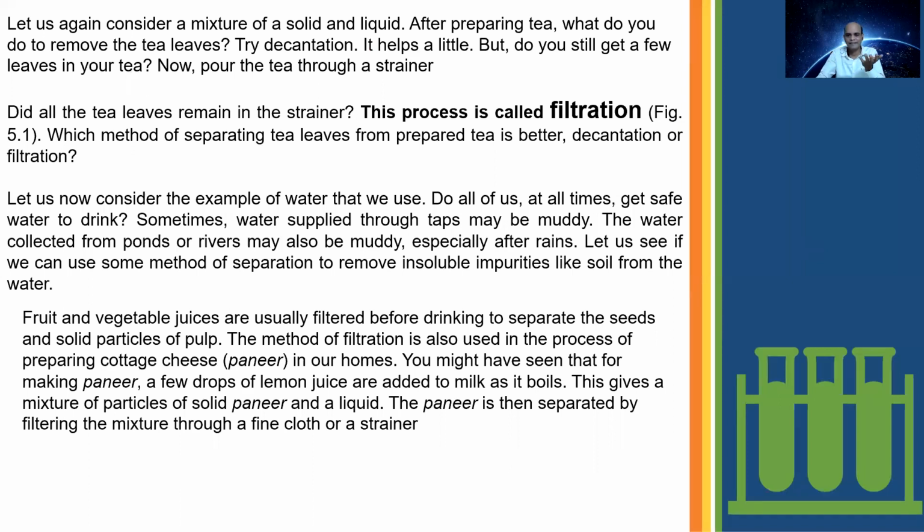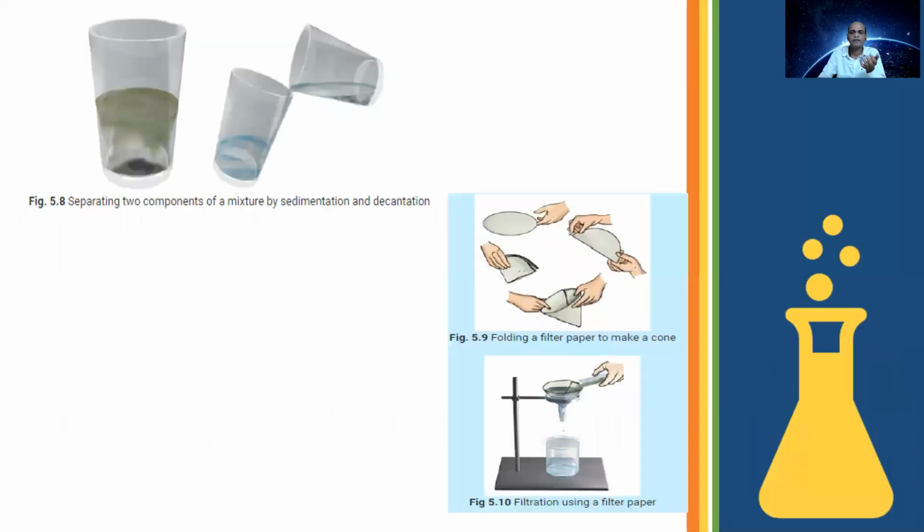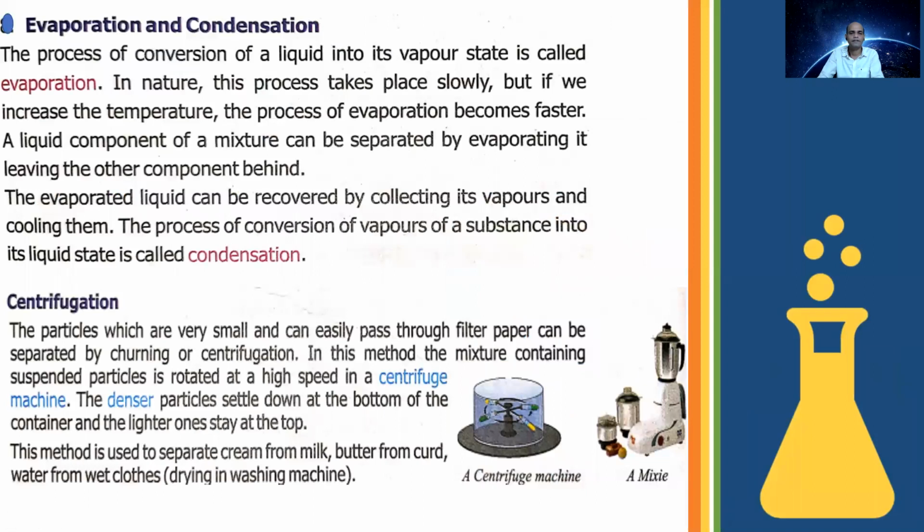So we take a strainer and we pour. Look, we can also use a filter paper to collect. If we pour the dirty water, what happens? By the filtration process, the dirt particles are collected here and we get the pure water over here. So filtering tea is a process of filtration. Okay. Now there's another process known as evaporation and condensation.